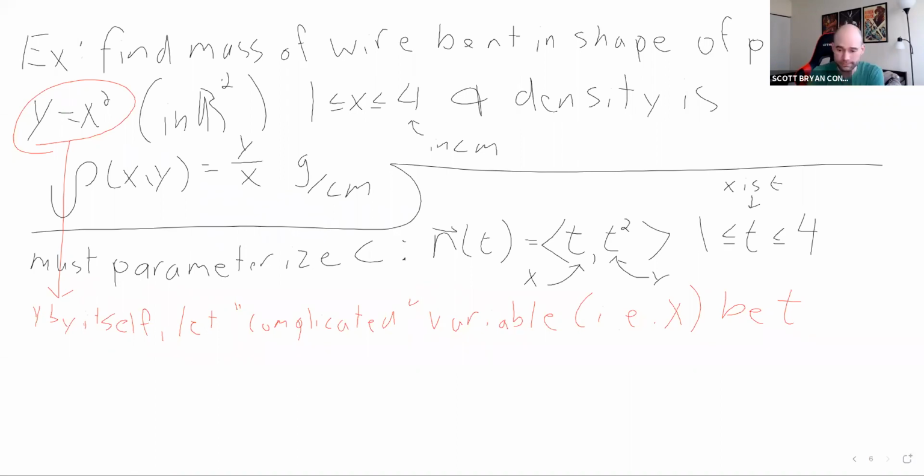Okay, so we have our parameterization. Now we need to find the magnitude of r prime of t. So r of t is (t, t squared). For r prime of t, we take the derivative component by component, so that's (1, 2t). So what's the magnitude of r prime of t?